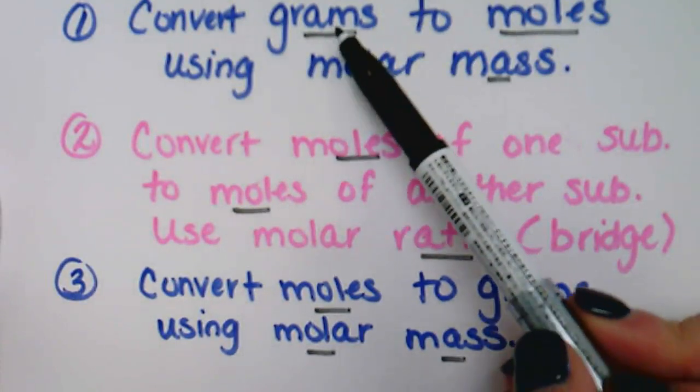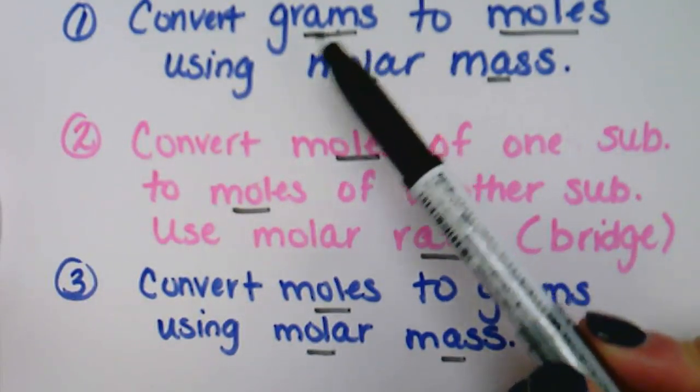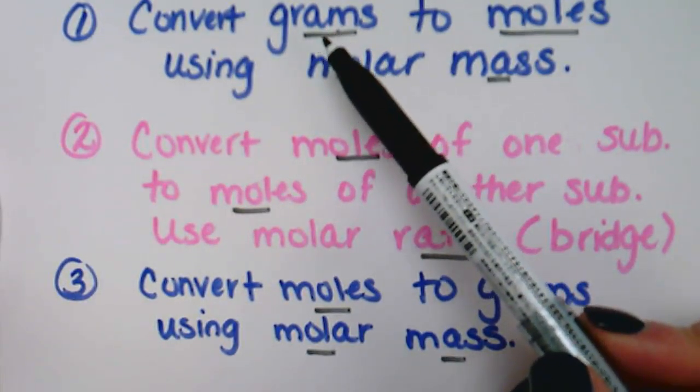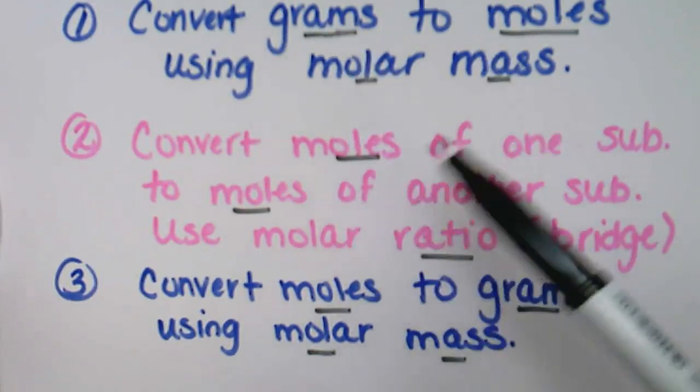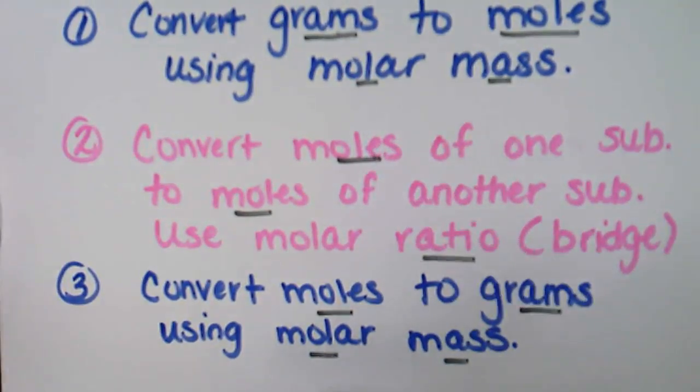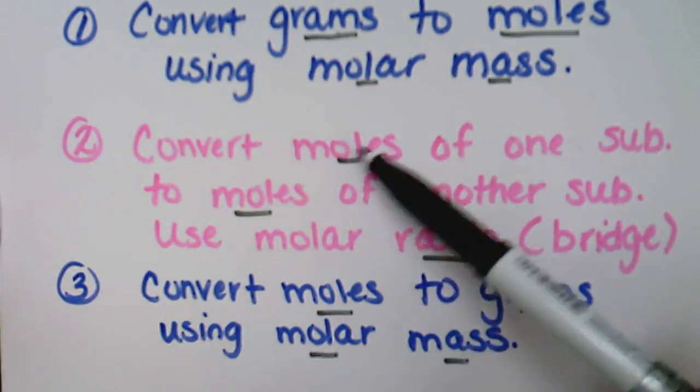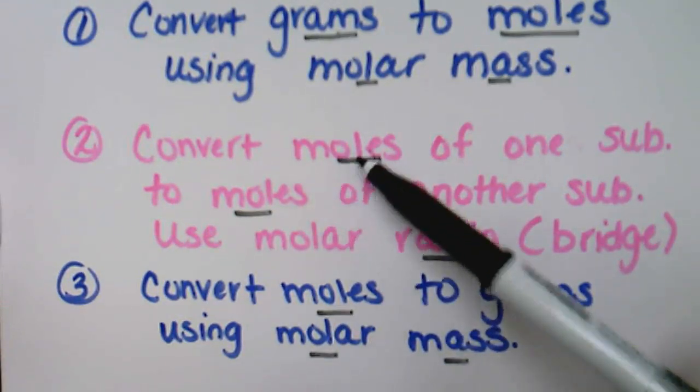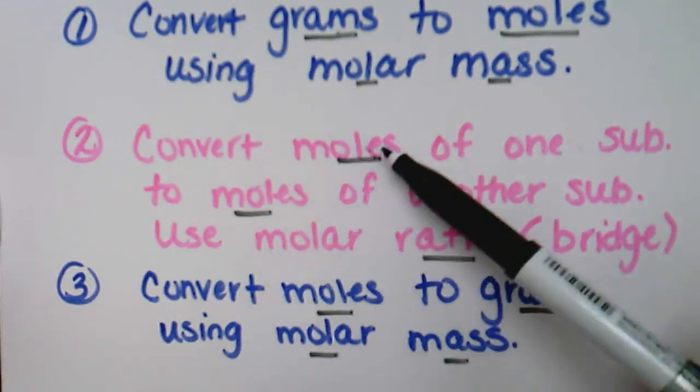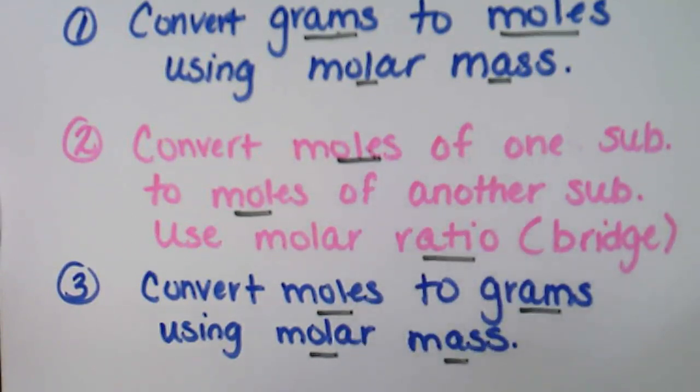You have to look. If they don't give you grams to start with, you can't start with step 1. That means you don't need step 1. If they give you moles, you start here. If you go moles to moles, you only need step 2. If you go moles to grams, that's different, and you need step 2 and step 3, or sometimes just step 3. So it depends, and that's where it could be tricky.